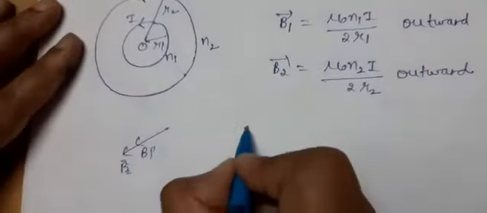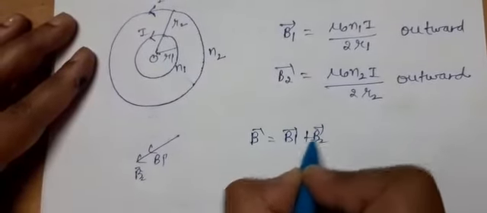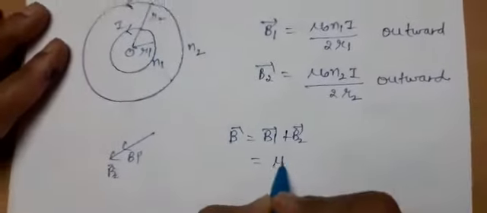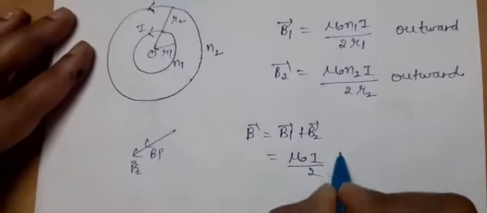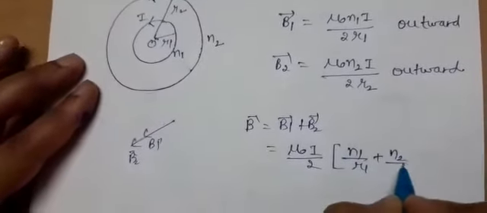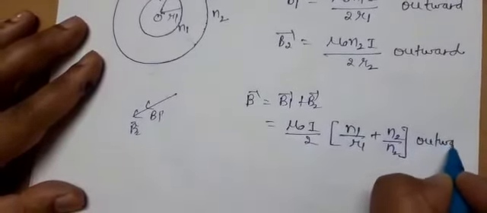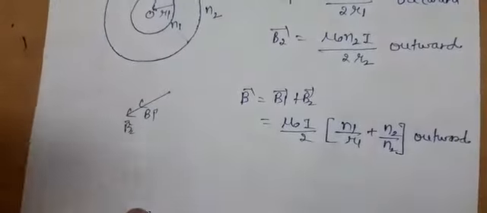So what will be the net result? These two will add because they are in the same direction. So here it is mu naught I upon 2 times (n1 upon r1 plus n2 upon r2), and this is in the outward direction.